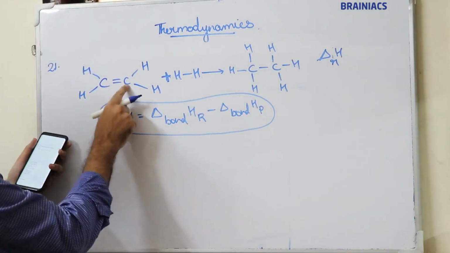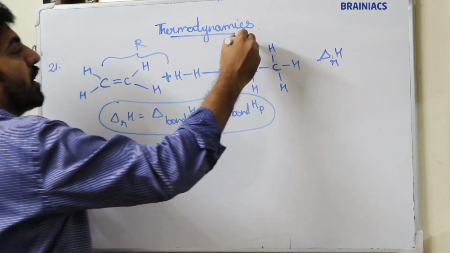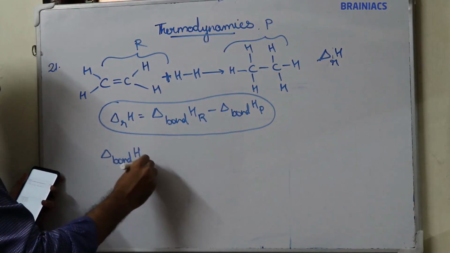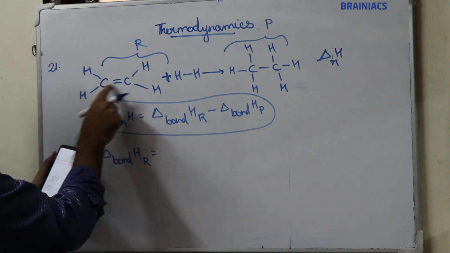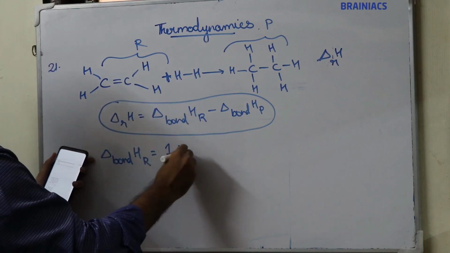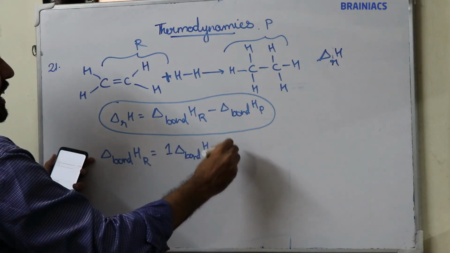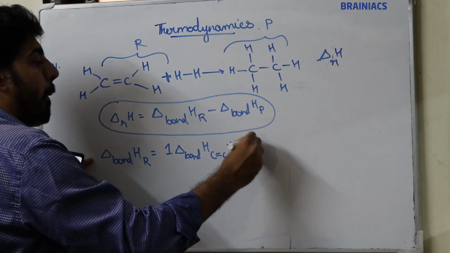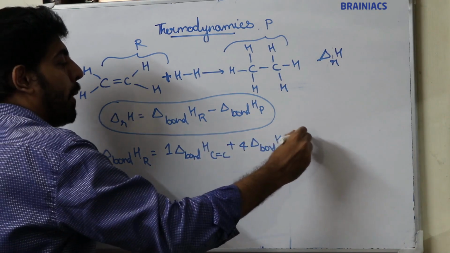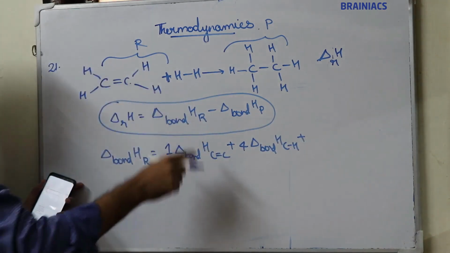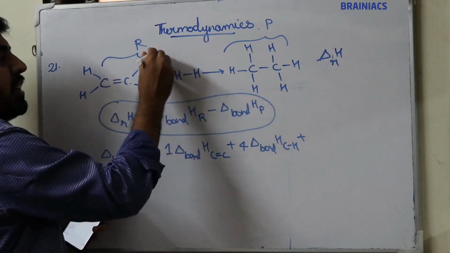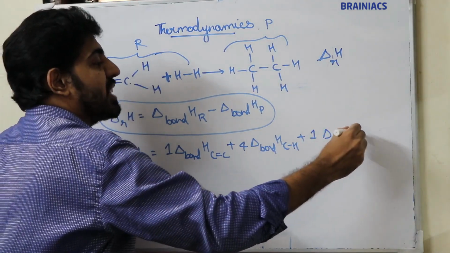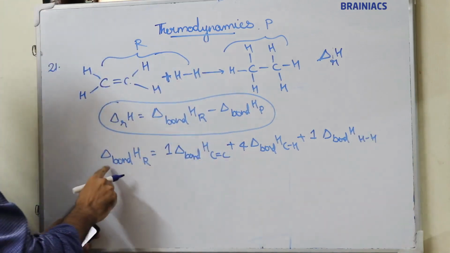These two are reactant and this one is the product. So first we calculate bond enthalpy of reactant. Reactant contains one C double bond C, so one bond enthalpy of C double bond C. Then C-H bonds: 1, 2, 3, 4, so plus 4 bond enthalpy of C-H bond, plus 1 H-H bond. This one is also reactant. These are the bond enthalpies of reactant.